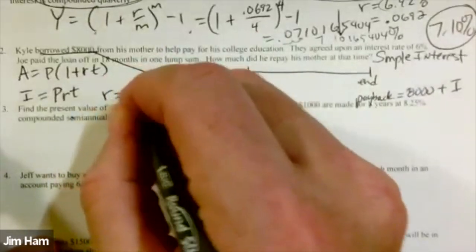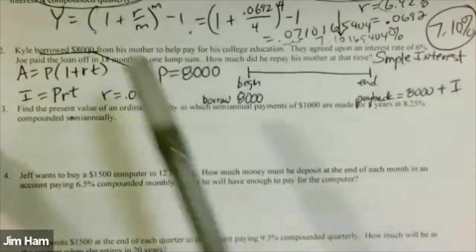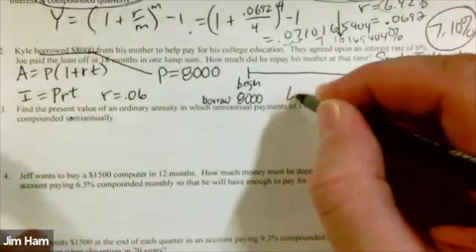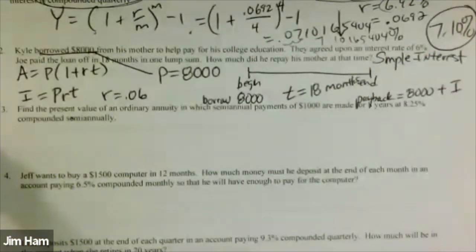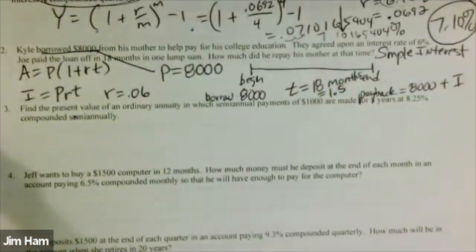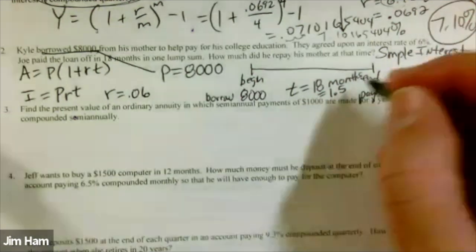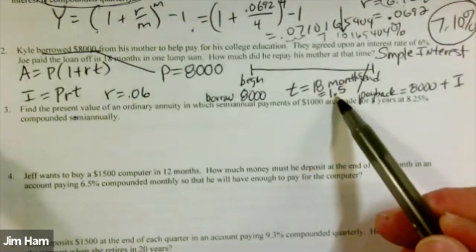The interest rate is 6%. That we'll write as a decimal, 0.06. There it is. And Kyle paid off the loan in 18 months. All right, now the formula is not very smart. So if you put 18 in for t, it's not going to know that what you really mean are months. You have to convert that t to a number of years. So if you divide the months by 12, you can see the number of years. So 18 months is 1.5 years.